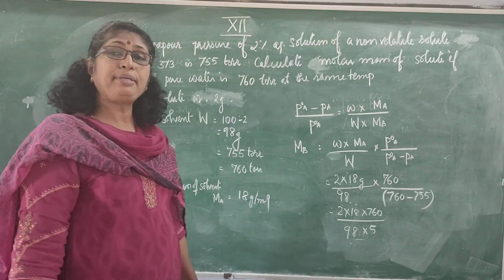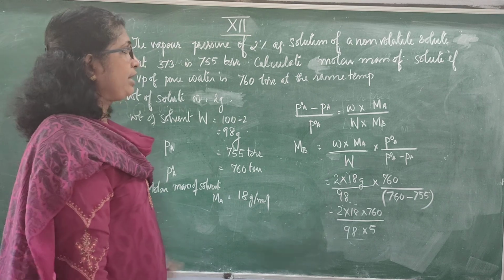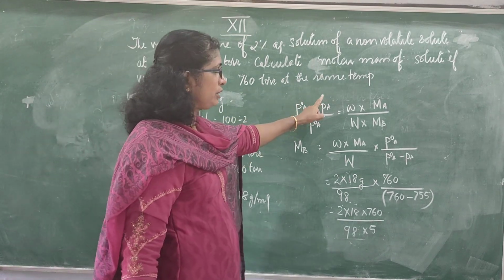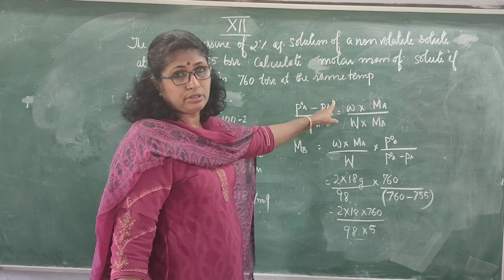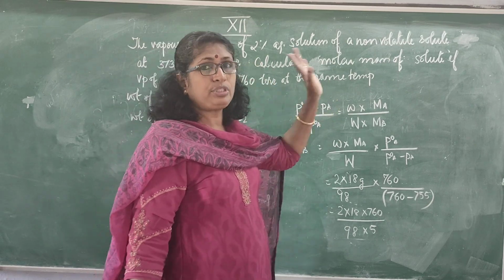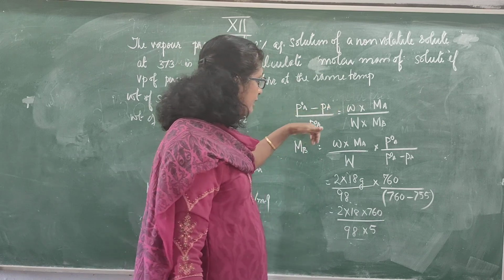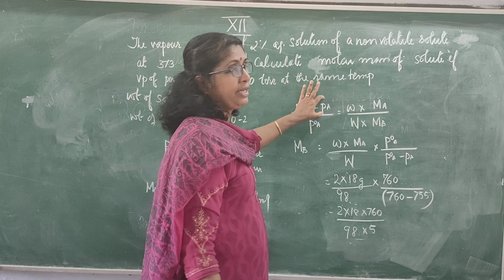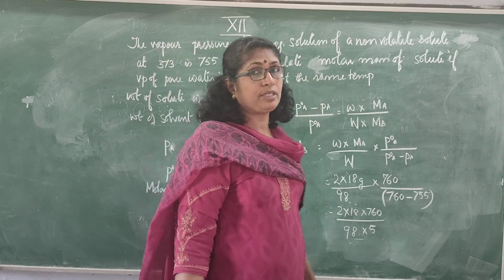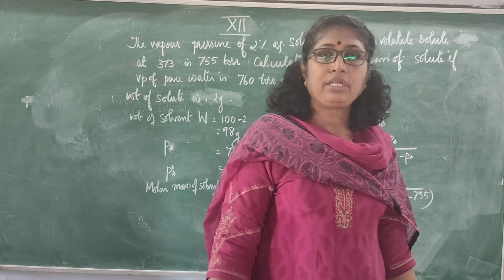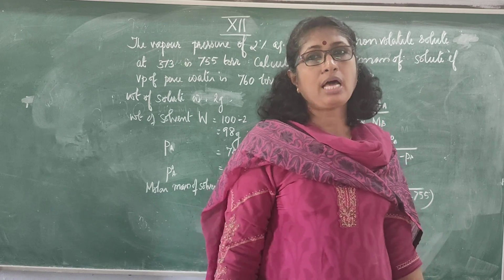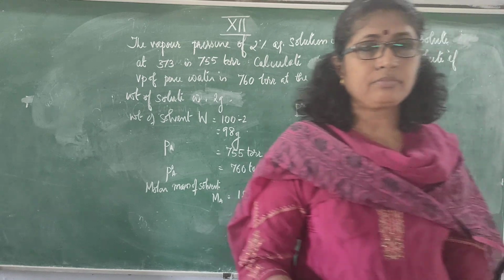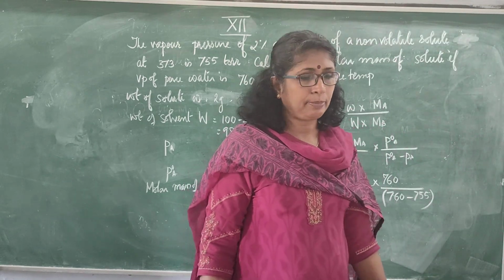Sometimes a solute's name will be also given. Then what they will be asking is the vapor pressure of the solution. Understood? Vapor pressure of solution they can ask. So in that case, you find out all this, then you find out P. They will give the name of the solute or molar mass of the solute will be given. They ask questions like that also. Okay. So this is the numerical.